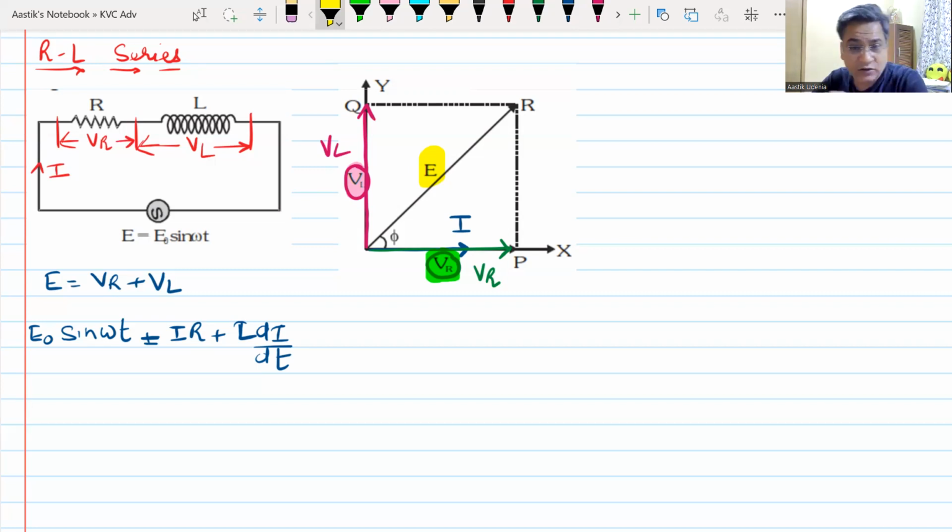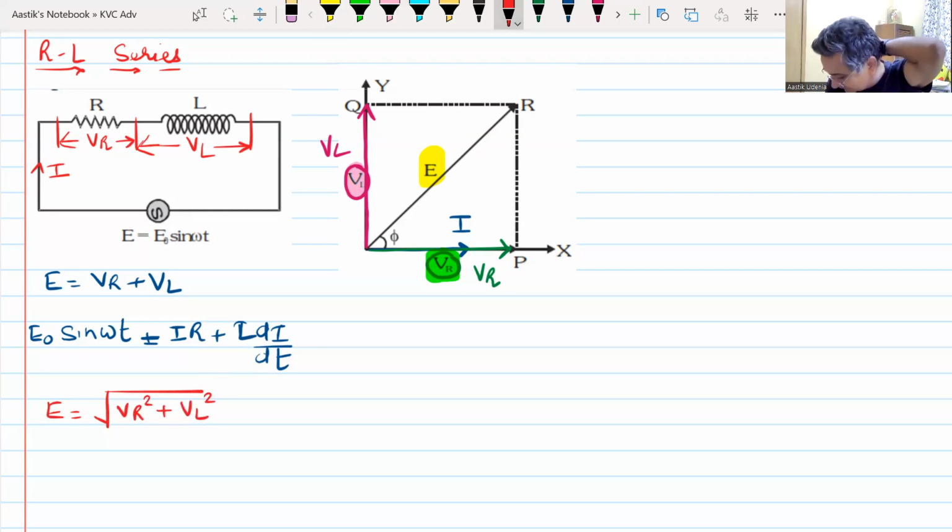Now remember, whenever we are talking about the values of these phasors, we are talking about the RMS values or the peak values. So the relation between the RMS or the peak values will become like this: E will be equal to under root of VR square plus VL square.